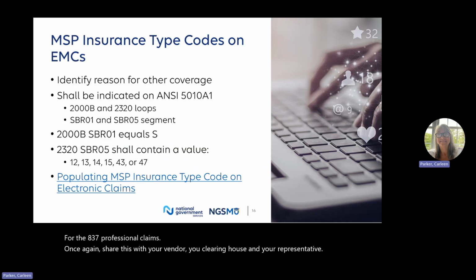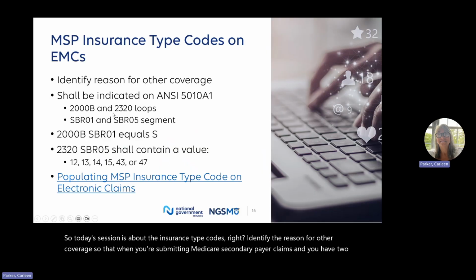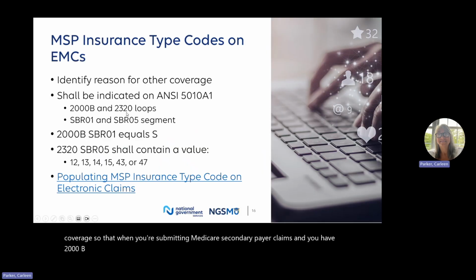So today's session is about the insurance type codes, right? Identify the reason for the coverage so that when you're submitting Medicare secondary payer claims and you have 2000B loop and 2320 loops populated, then the fields or the segments that correlate will also have to be completed. And that would be 2000B SBR01 and 2320 loop SBR05.